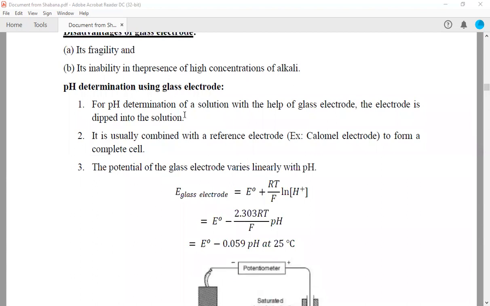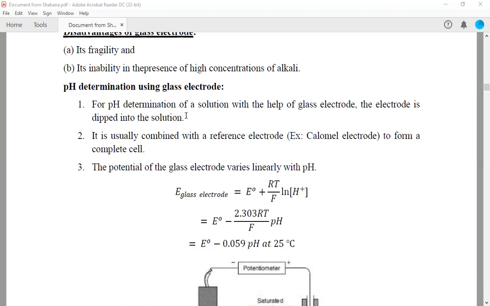For the pH determination of a solution with the help of the glass electrode, the electrode is dipped in the solution. That is the first and foremost rule. It is also usually combined with the reference electrode, that is a calomel electrode, to form a complete cell. That is the second rule. And the third one is, the potential of the glass electrode varies linearly with pH. Therefore, the glass electrode potential can be determined.